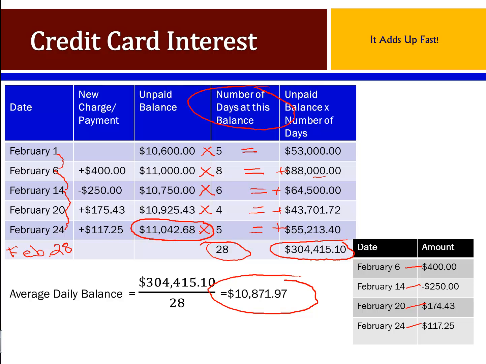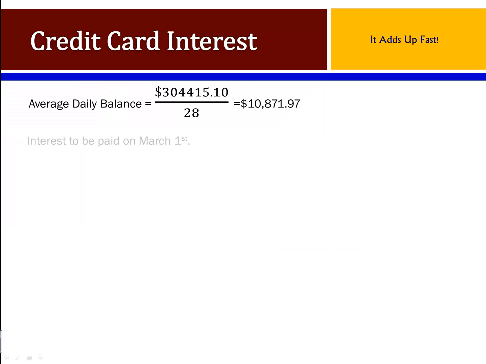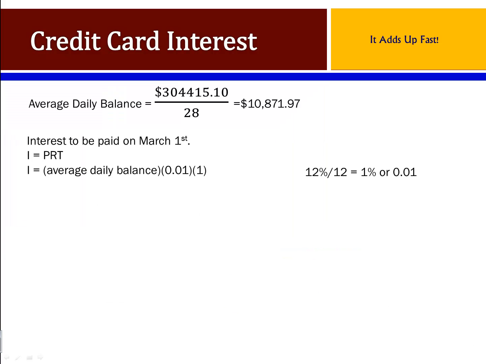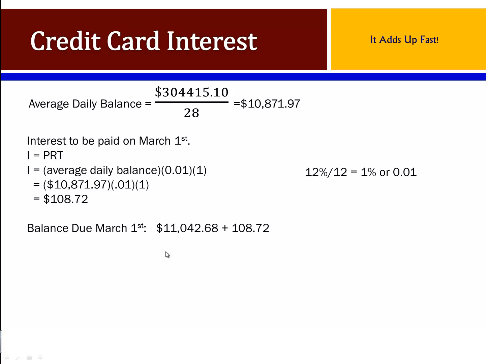So be very careful. Don't add the interest to the average daily balance. You must add the interest to the balance on the last day of the month. So that's where the $11,000 comes from. It's the balance on the last day of the month plus the interest. This gets us our new balance of $11,151.40. That's the amount that's due if you were to pay it full on March 1st.